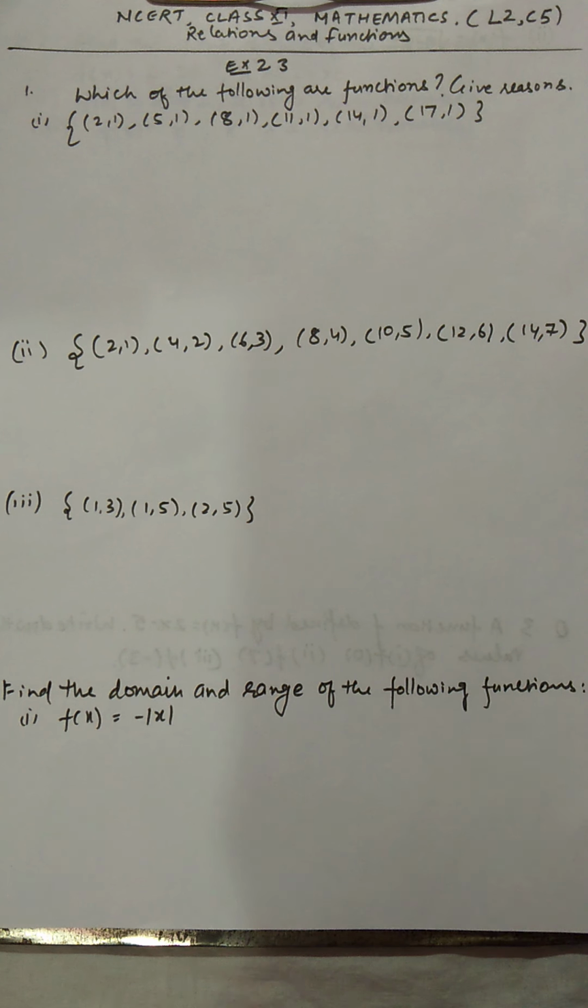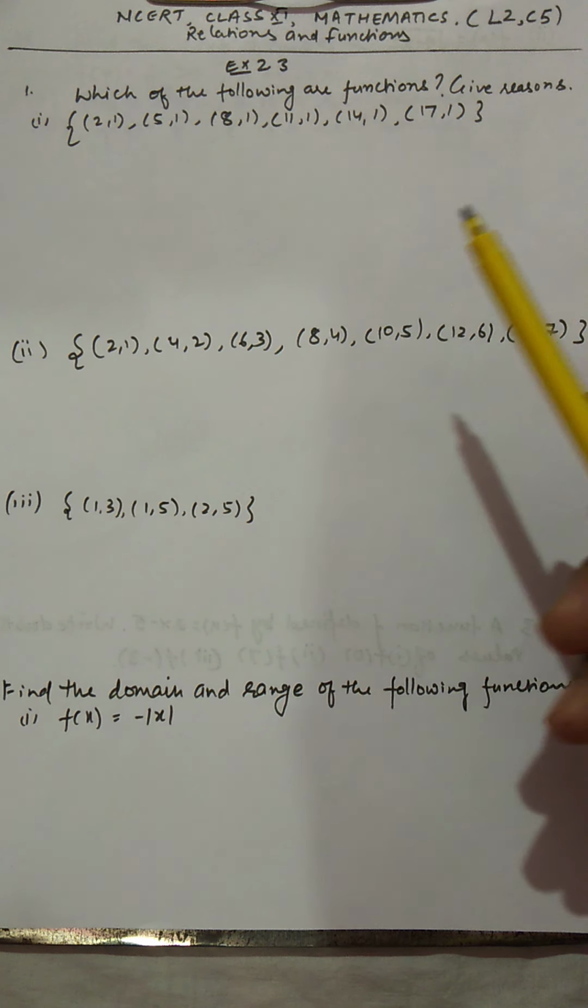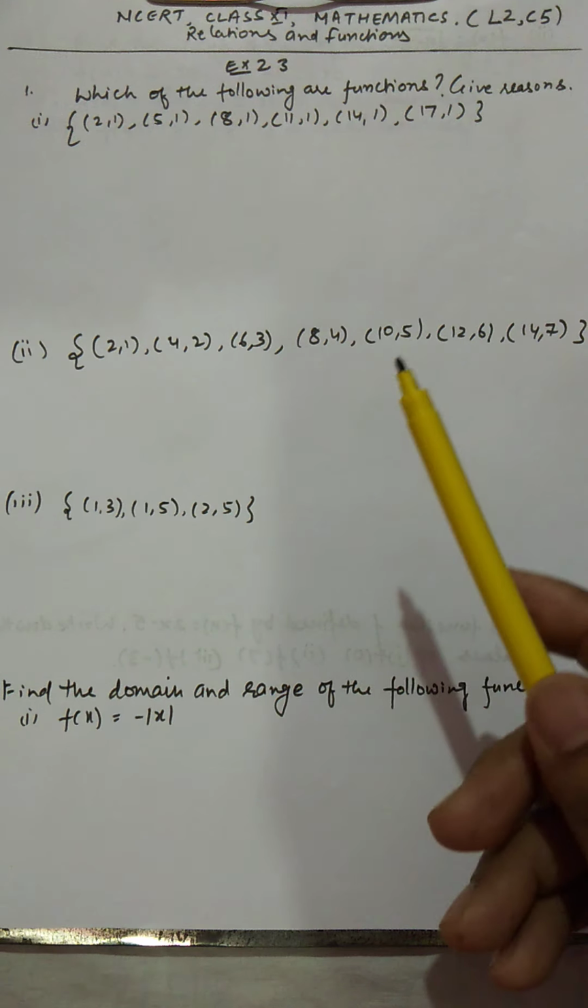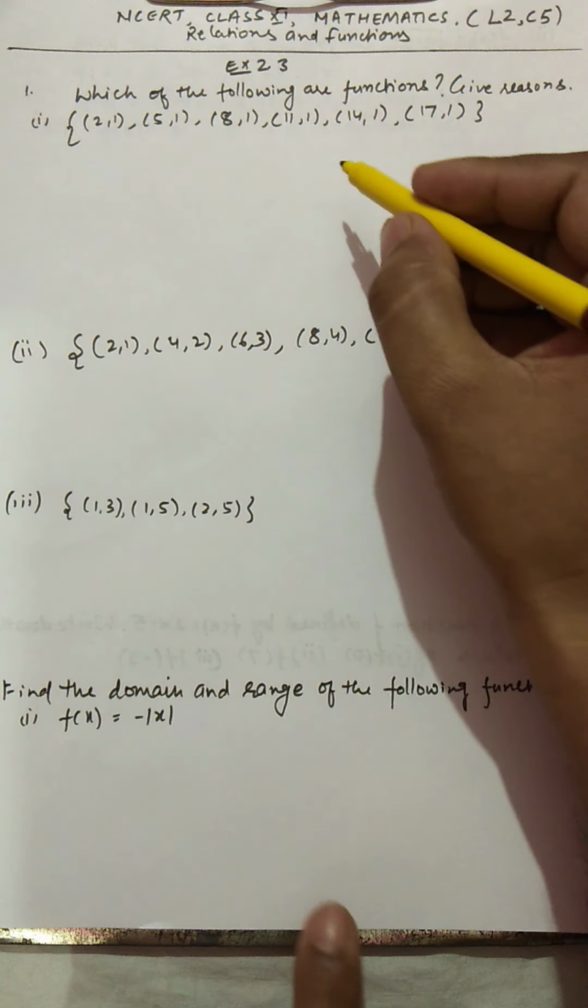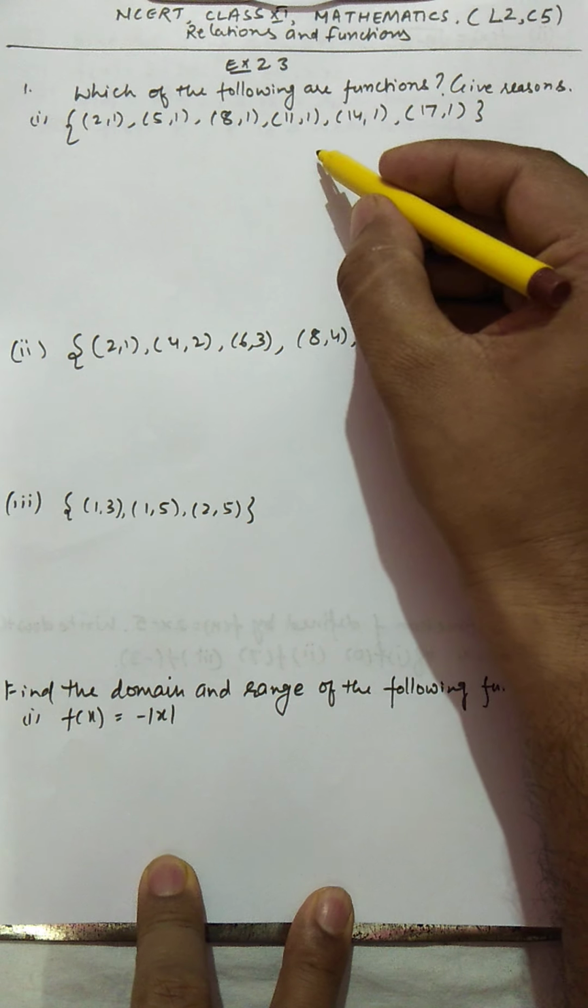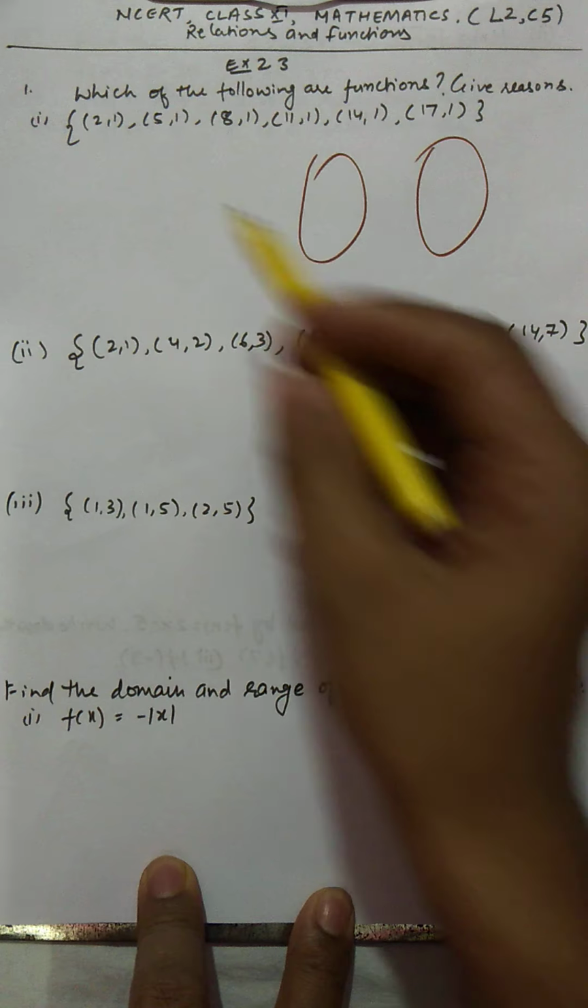Today we are going to discuss exercise 2.3, and before that we have done what functions are and their arrow diagrams. So now we have to tell whether these relations given in the roster form are functions or not. So we'll follow the definition of function. With the help of an arrow diagram I'll try to show you.